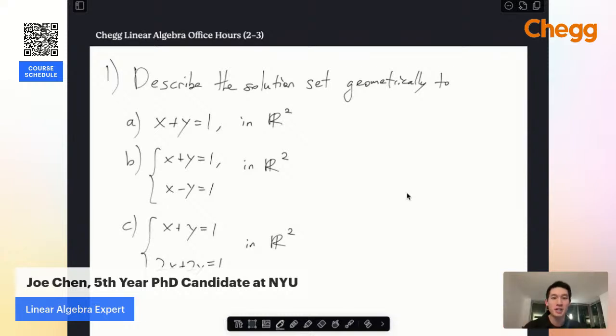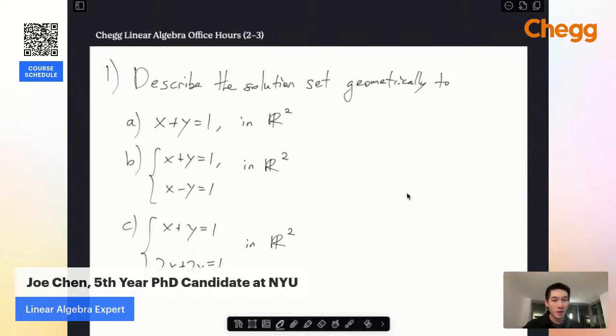I am a fifth-year PhD student at NYU, studying mathematics there, and I've TA'd for several classes, including linear algebra. So I'm happy to be here for this hour, 7 to 8 Eastern time, to answer any of your linear algebra questions. Today I have a few prepared questions focusing on roughly what I think a class will be going through right now. So I'll be going over solution sets and how to describe them for matrices, but you are always welcome to ask any linear algebra questions you'd like in the chat, and I will be here to answer them.